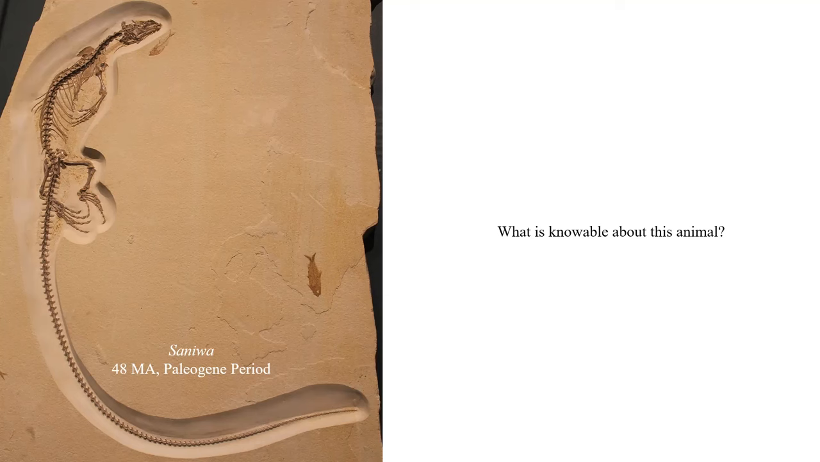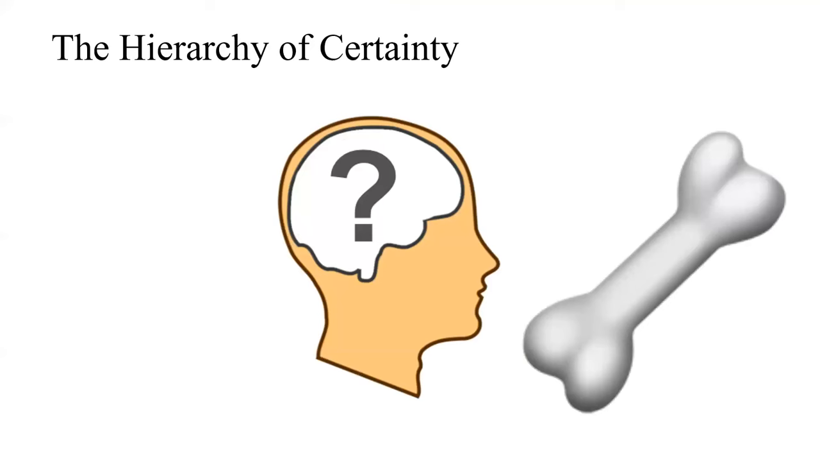And I just think this is a really important exercise to get you guys started, because if we just jumped into this class and I was like, boom, early fish, boom, jaw evolution, you got to kind of be able to think about what's knowable and what's unknowable. And so there's this thing called the hierarchy of certainty. No one I know that's a paleontologist actually says the words hierarchy of certainty, but I think it's a really helpful framework for you guys to keep in mind.